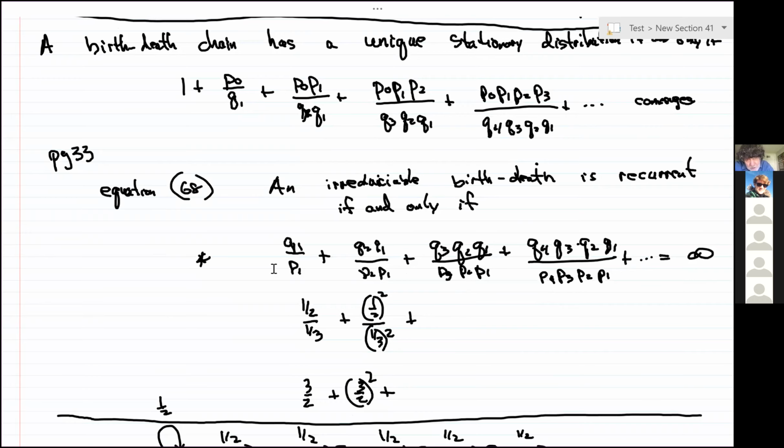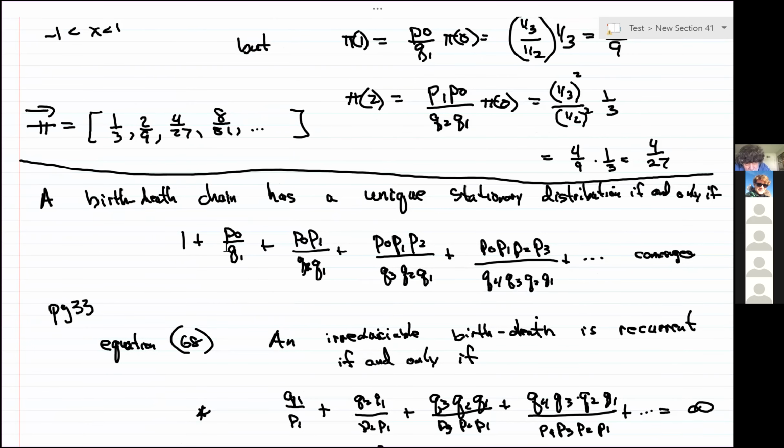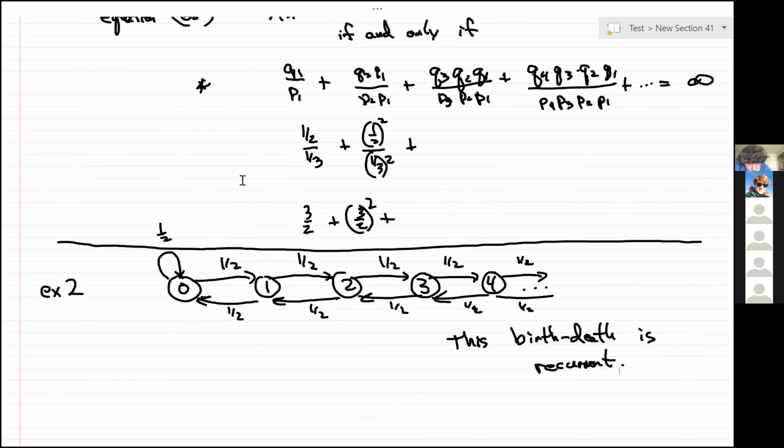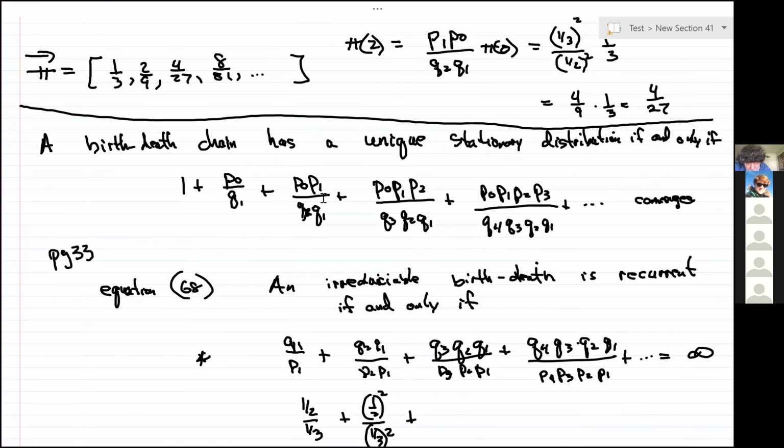There's only a unique stationary distribution if this series converges. Does this series converge? Well, P and Q are the same, because that's this special case. So that means this is again 1 over 1, or I'm sorry, a half over a half, which is 1. This is a half times a half squared on top and a half squared on the bottom, so another 1. So this infinite series is the same one as we saw before because the P's and the Q's are equal. They're each equal to a half.